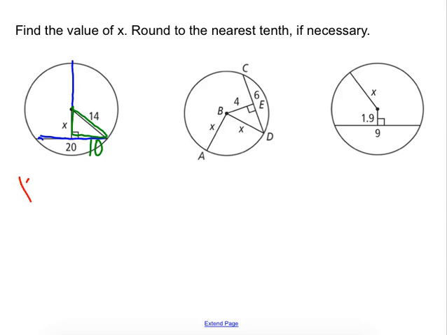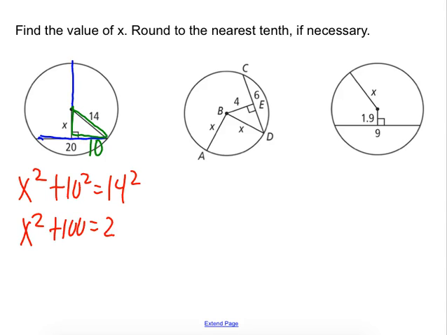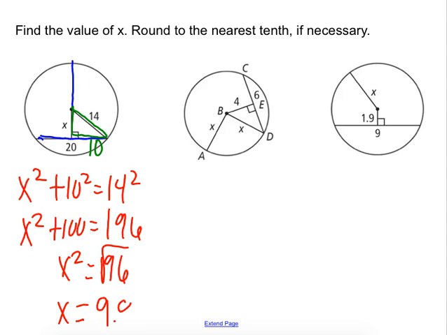So we're going to have x squared plus 10 squared equals 14 squared. Now just compute it. x squared plus 100 equals 196, not 296. Subtracting, x squared equals 96. We take the square root, x equals 9.8.